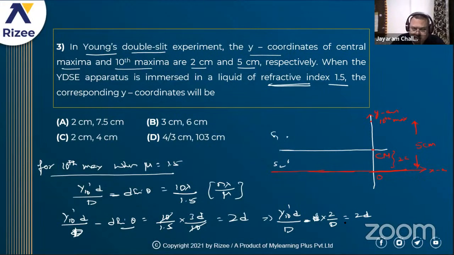So now you can remove the small d on this side and take capital D to the other side and solve. On solving you should get the y of the 10th maximum at a distance of 4 centimeters. So that means one is 2 centimeters, the other one is 4 centimeters. So this should be our answer, option C.